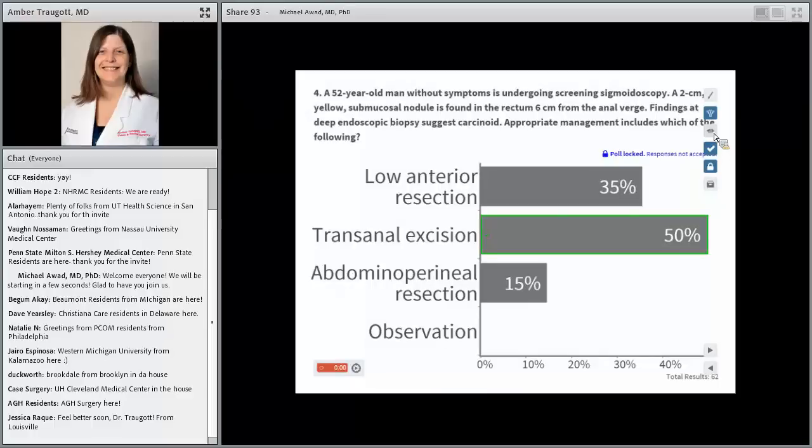Over 2 centimeters, the rate of metastasis is rather high. So in those cases, whether it's in the appendix or in the rectum, we would tend to recommend a more radical resection similar to what you would do for an adenocarcinoma. But up to 2 centimeters, as long as there's no findings concerning for metastasis, local excision is appropriate. So that's the reason why LAR and APR are not appropriate.